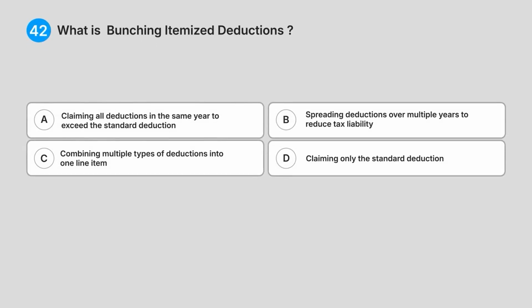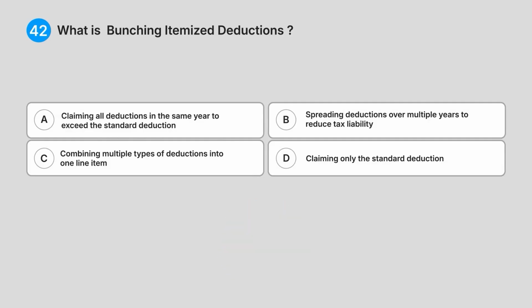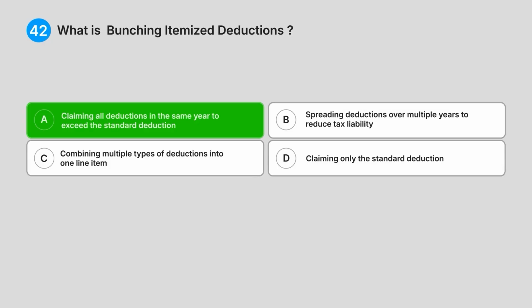42. What is bunching itemised deductions? A. Claiming all deductions in the same year to exceed the standard deduction. B. Spreading deductions over multiple years to reduce tax liability. C. Combining multiple types of deductions into one line item. D. Claiming only the standard deduction. Do you know the answer? Correct answer, A. Claiming all deductions in the same year to exceed the standard deduction.